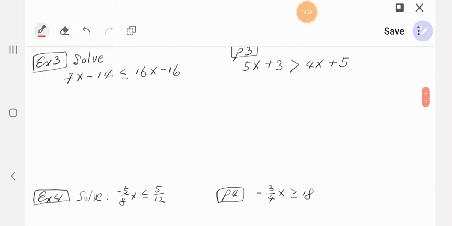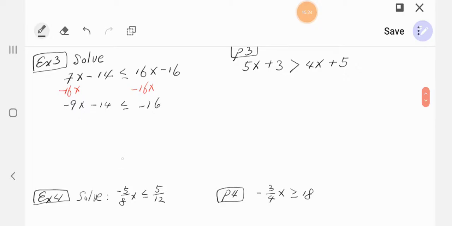All right, how about this? Okay, 7x, 16x. X terms are separated, so why don't we collect x terms to the left? So minus 16x each side. This is negative 16, but we don't change the symbol. Why? We are adding or subtracting. We are not multiplying. So 7 minus 16 is negative 9x. And then minus 14, less than or equal to, don't change the symbol yet.